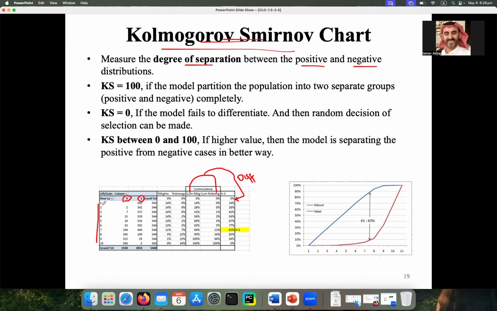And then here for the first, this class 0 is not predicted, but this class 1 is predicted 543 times. Similarly, for the second decile, the zeroth class is predicted 2 times, class 1 is predicted 542 times. And this is the meaning of these two columns. And now, okay, grand total is just summing these values, and then you have these values.